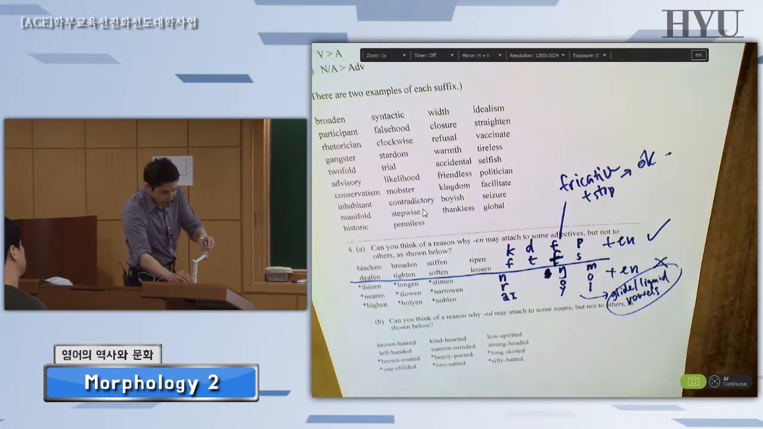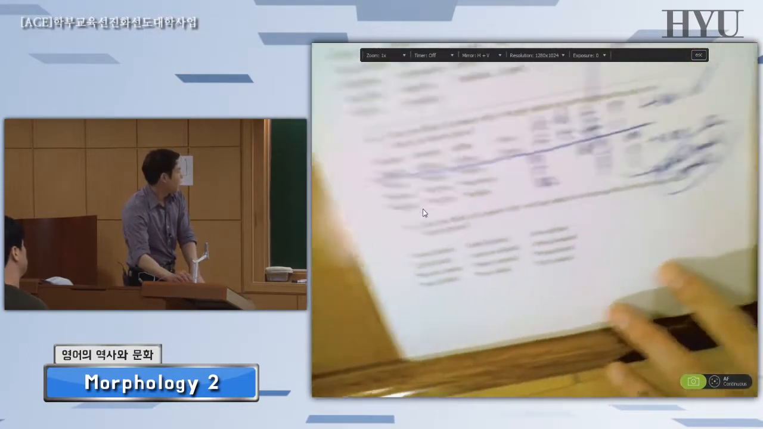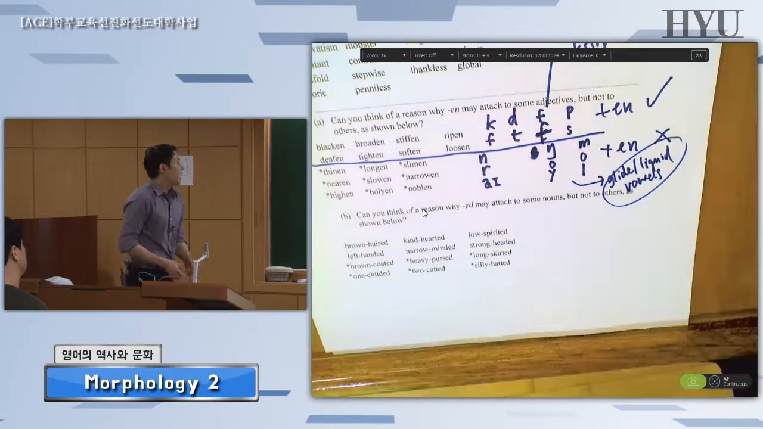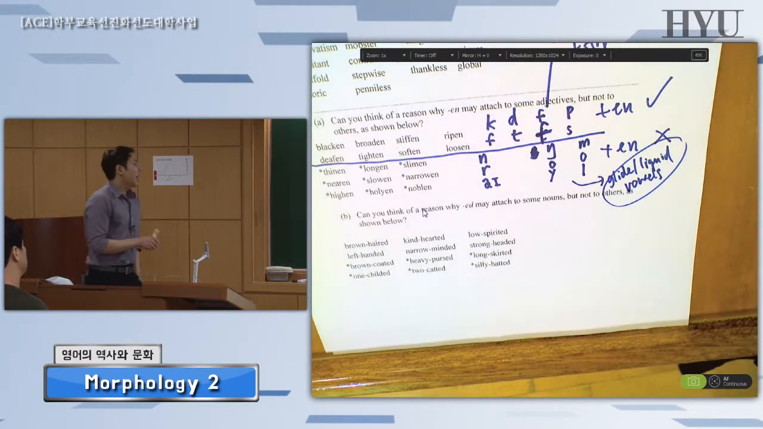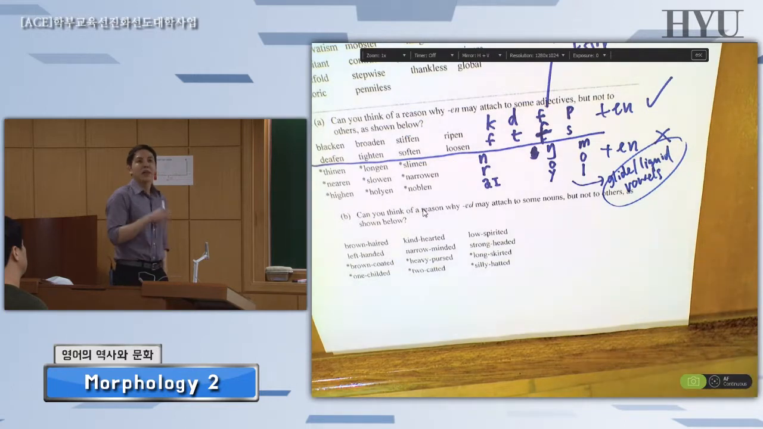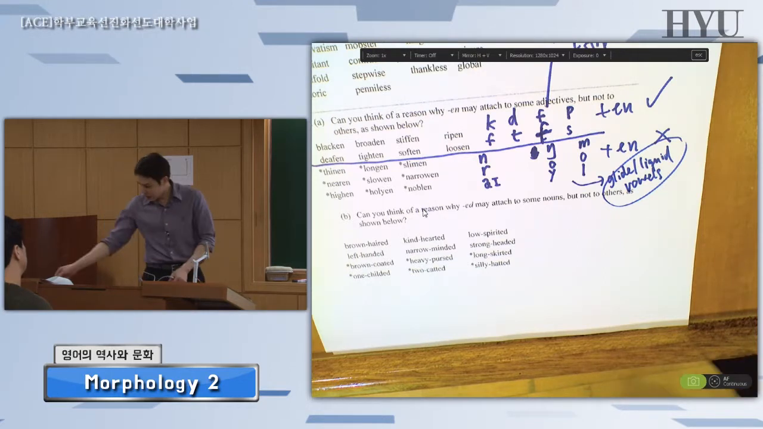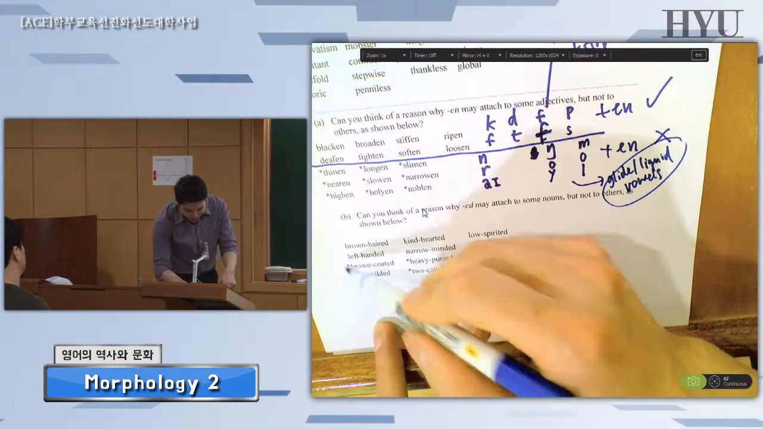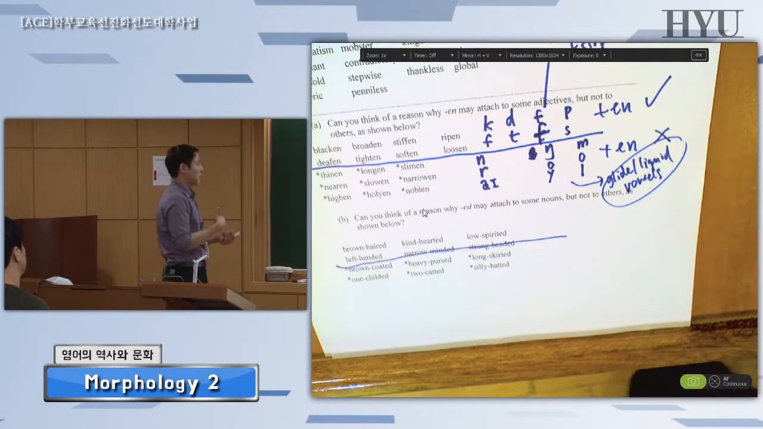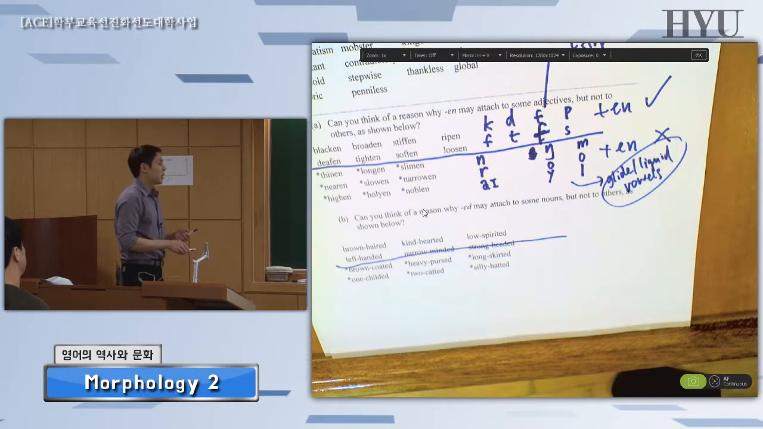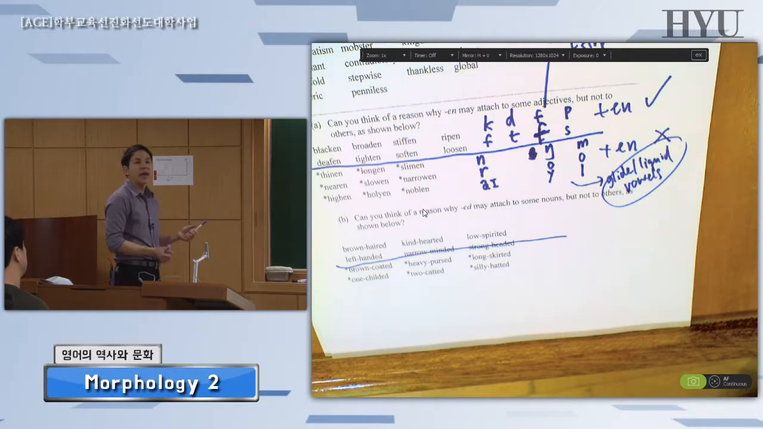Now, the last one that we'll practice together, which is the B question. Can you think of a reason why ED may attach to some nouns but not to others, as shown below? As in brown-haired, like a brown-haired person, with the D, ED. Left-handed person, kind-hearted person, narrow-minded person, low-spirited person, strong-headed person, like that. Strong-headed is stubborn, right? But you wouldn't say brown-coated person, heavy-pursed, meaning a person whose purse is heavy, or long-skirted, one-childed person, two-catted person, silly-hatted person.